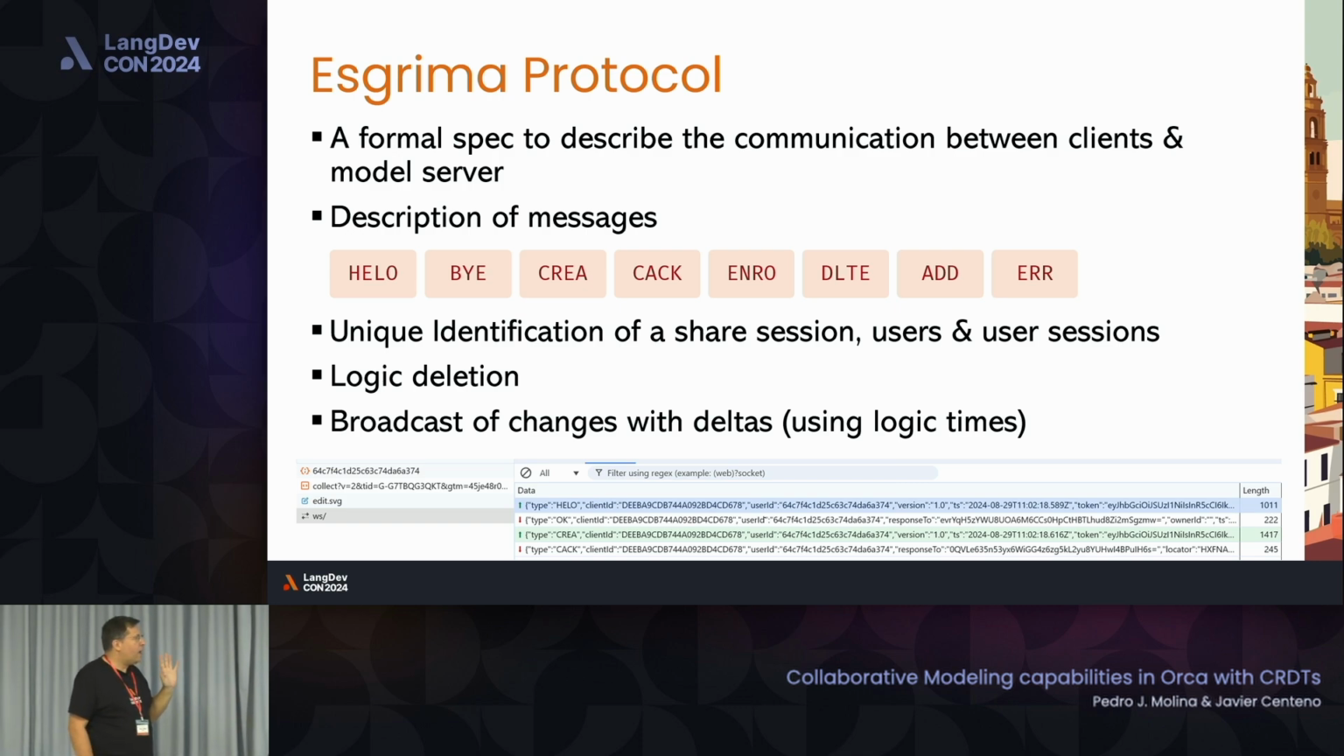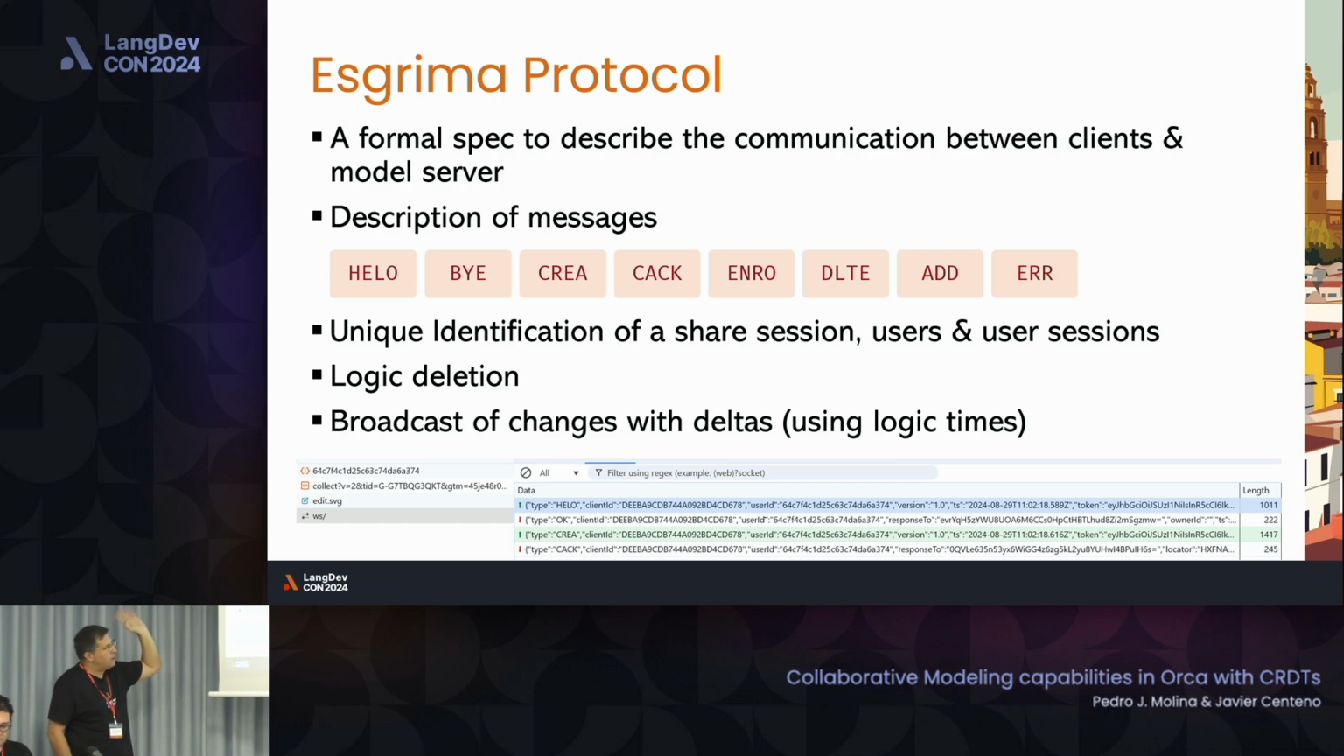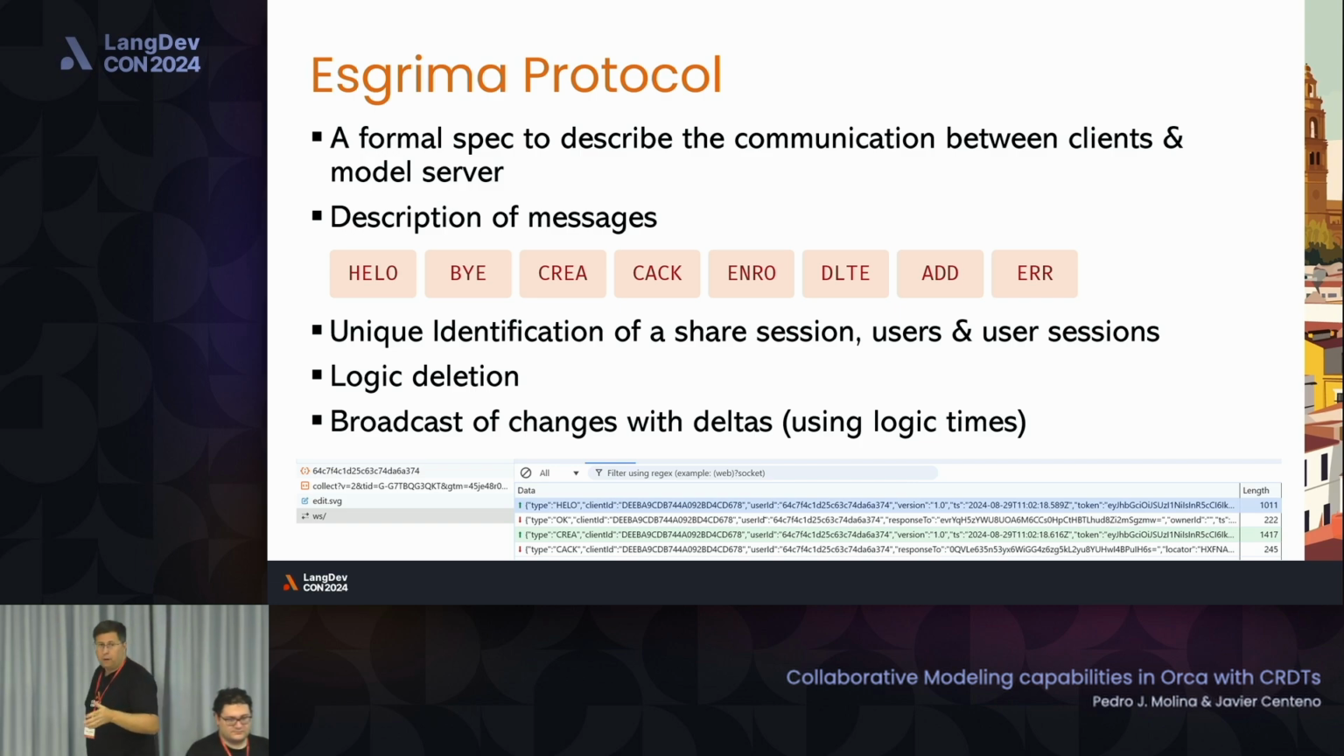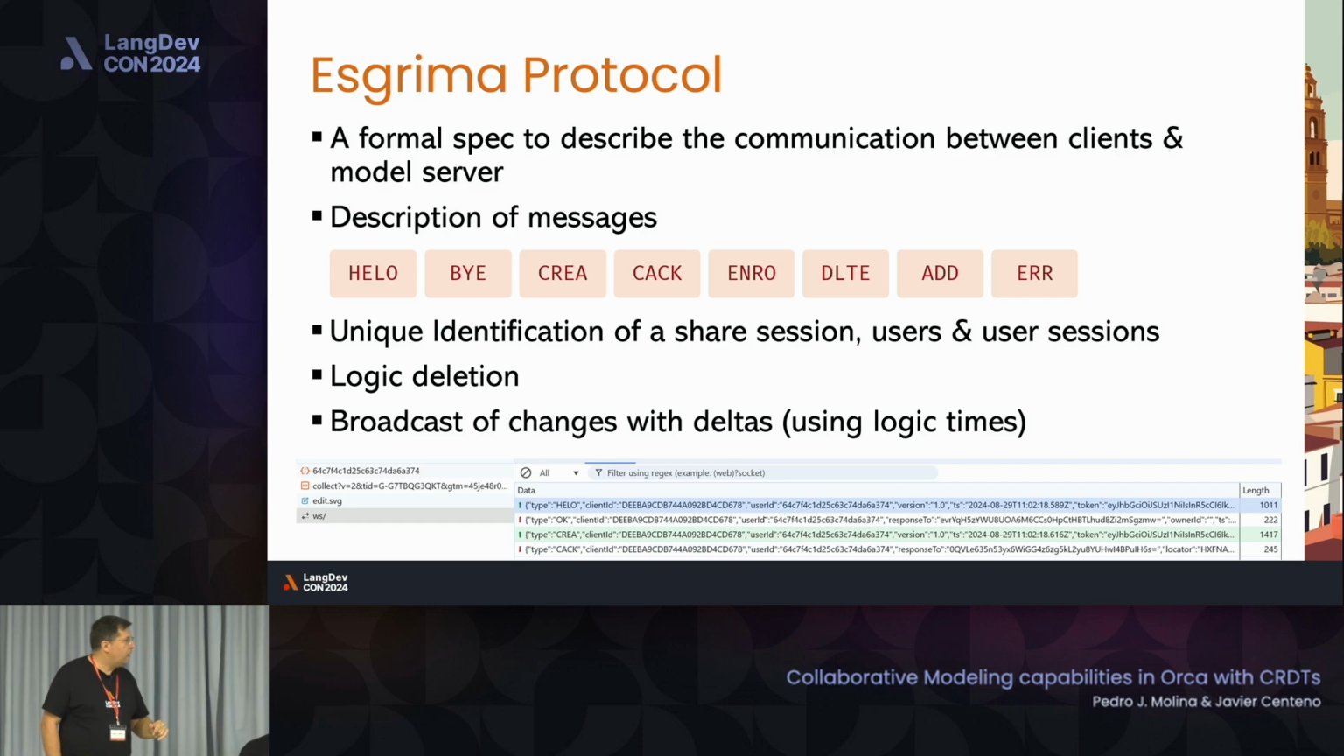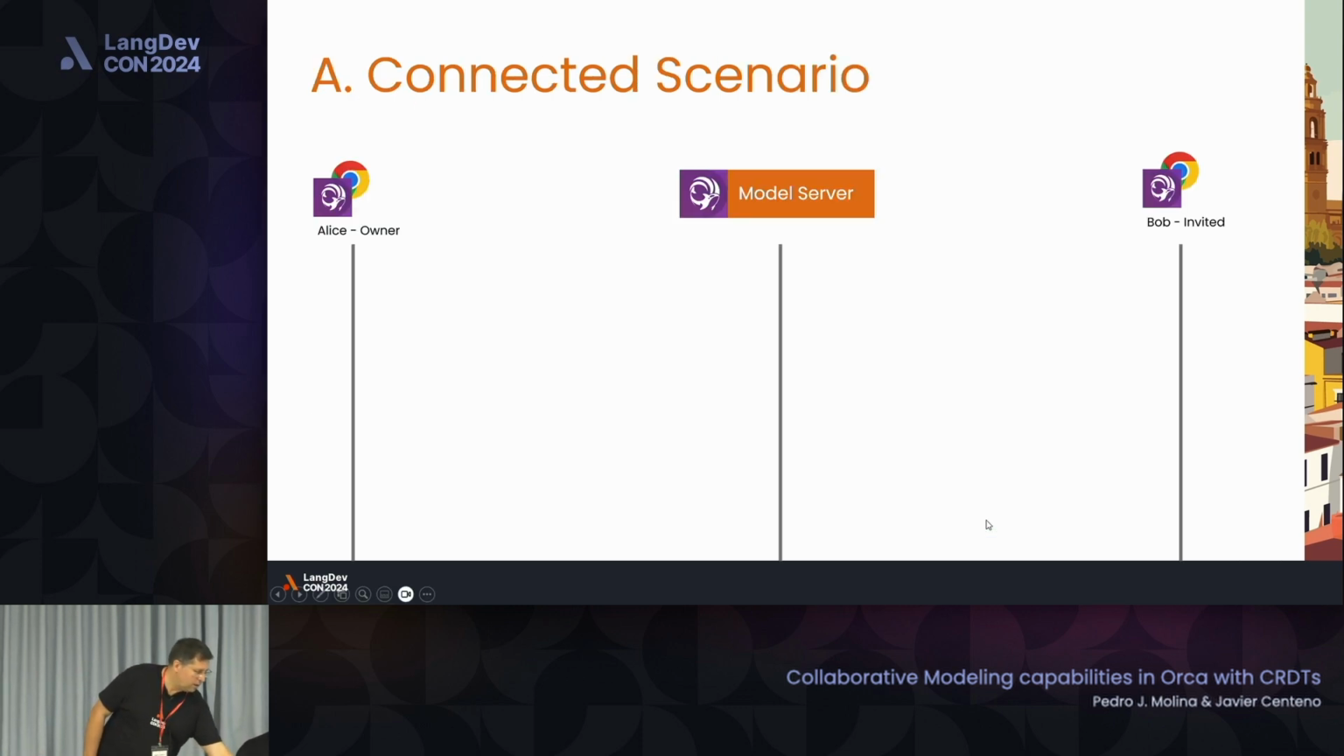Here we have some messages. We have hello when you connect to the server, bye to say goodbye. If you want to create a room for collaboration, you call a special message for creation of the room, and a confirmation. When some people enroll, we use this message, and so on. And when you add data, we have the add command, and another one for error control, and so on. Let's show the next one.